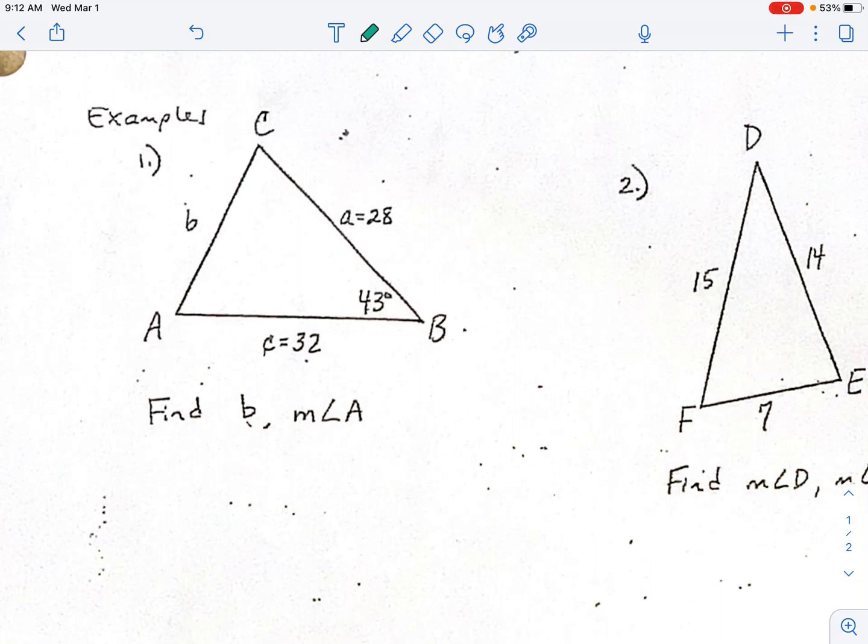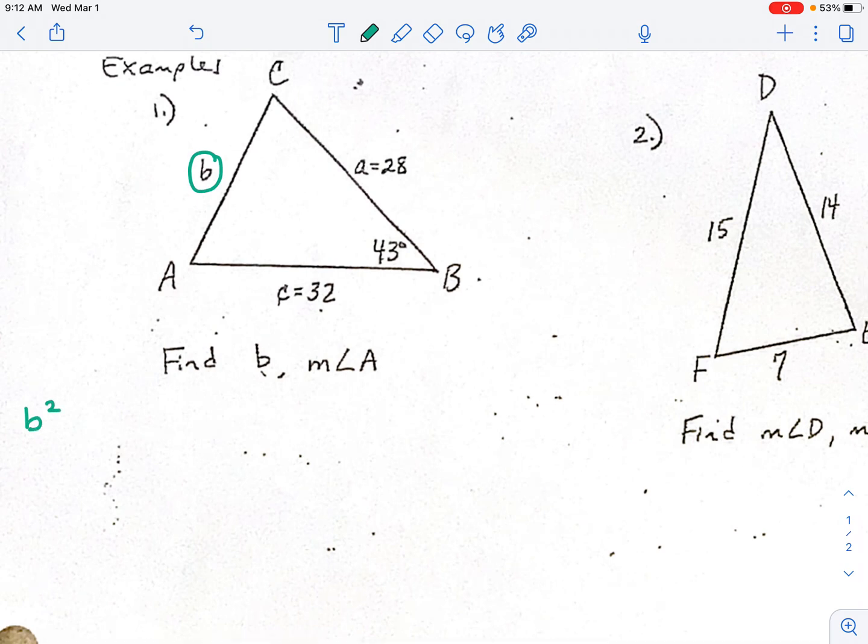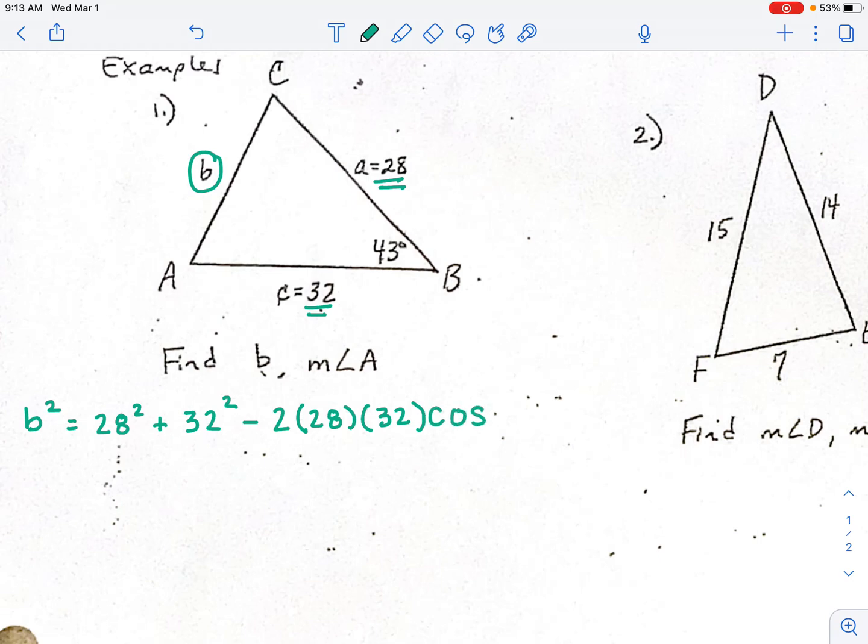Most times when we're doing these problems, you're going to use the law of cosines once and then follow that with using the law of sines to find all the other missing parts you may need. So we're going to find side B first. B squared equals, now our other 2 sides they give us are 28 and 32. So I would say 28 squared plus 32 squared minus 2 times my first side, 28, times my second side, 32, times the cosine of the angle. Now again, we're solving for side B, so the angle that goes with that is that 43 degrees.